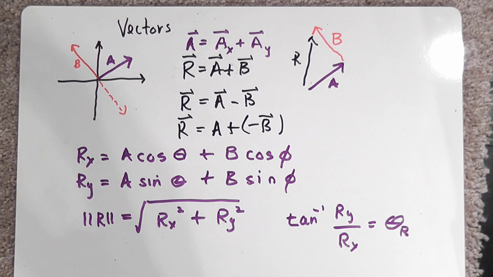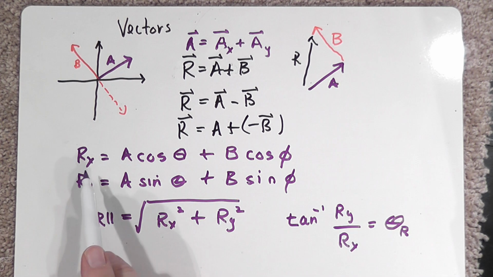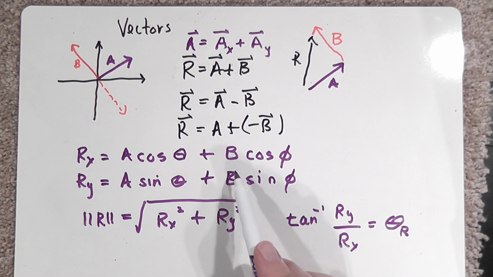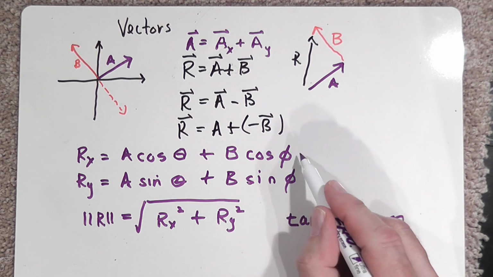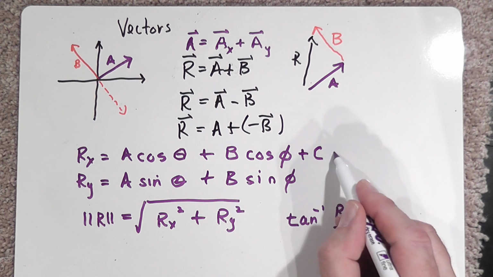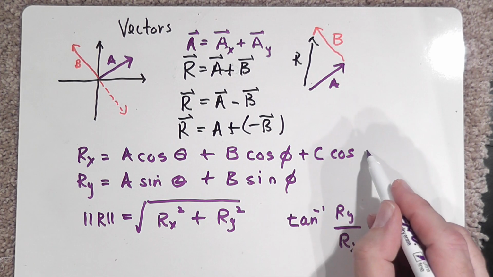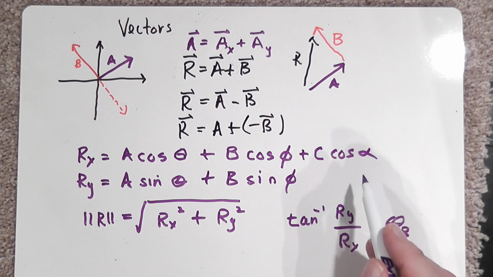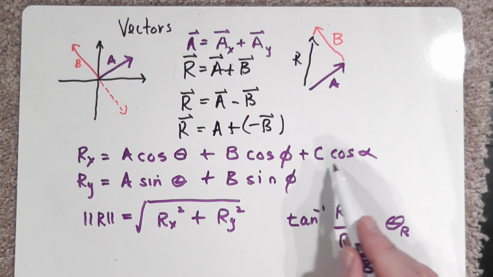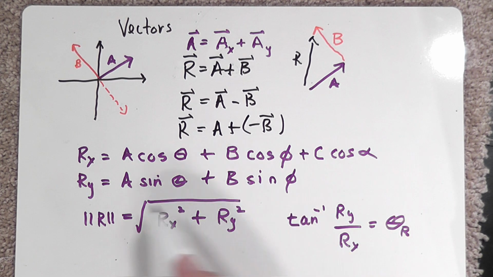So go back and take a look at vectors. They're pretty much self-explanatory. You may have 3 vectors on a test, so you'll have to add 3 vectors. That basically just means that in Rx and Ry, you will have another term. So if you had 3 vectors, you'd have plus C cosine some angle, let's call that alpha. That would be specific to the third vector, C. And you do the same thing for y.